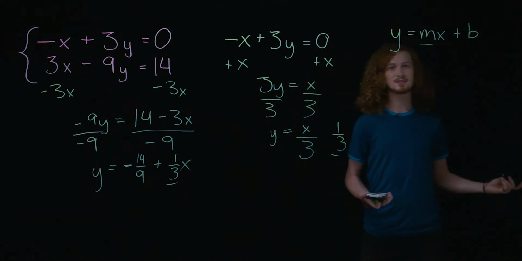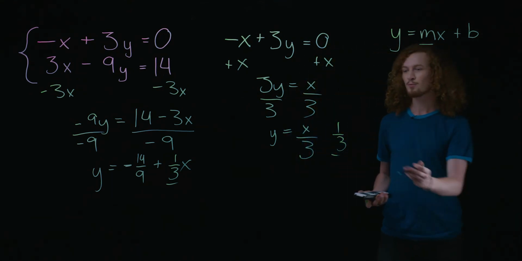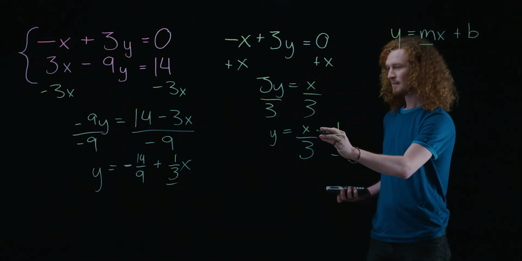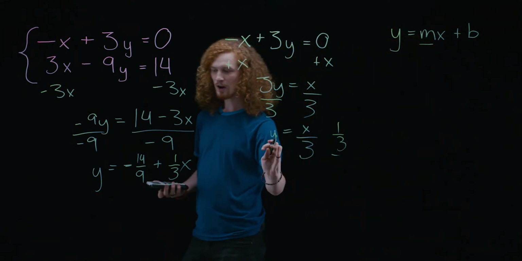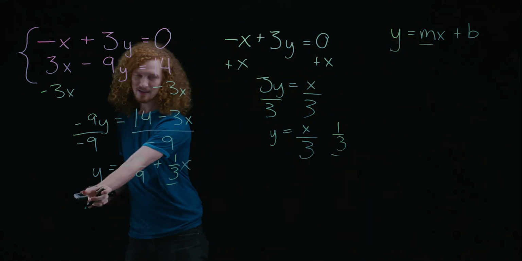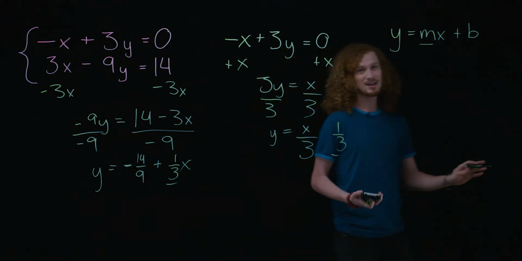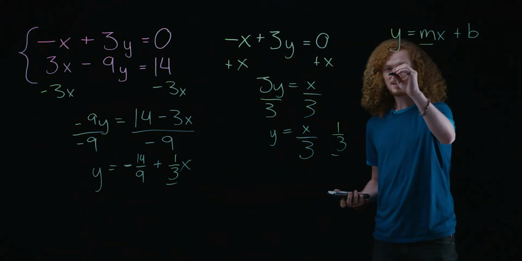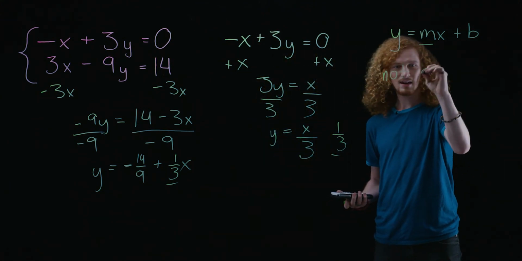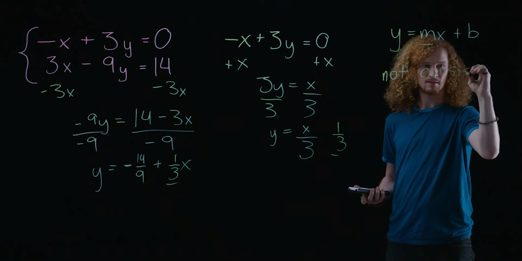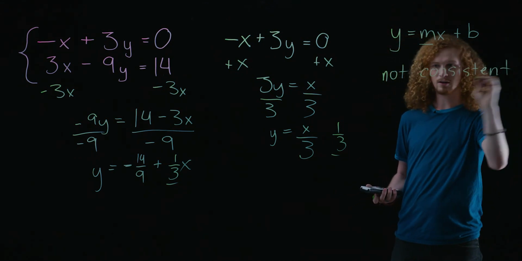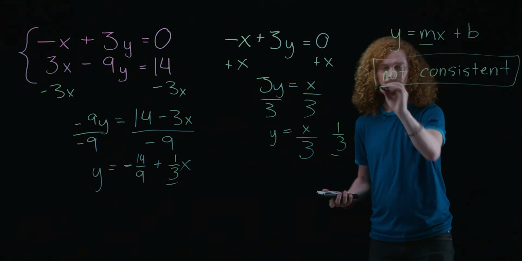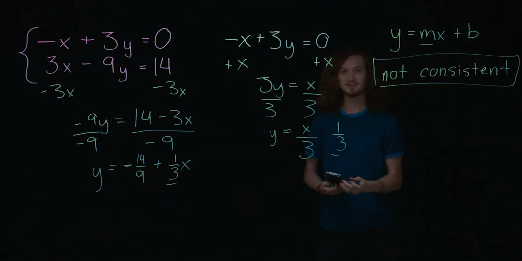What this means is these systems are not consistent. No matter what x you put into this equation, you'll get some y. You can never put the same x and y into this equation. It's just never going to happen. So in other words, this system is not consistent. There's no solution that will work for both equations. And that's how you solve this problem.